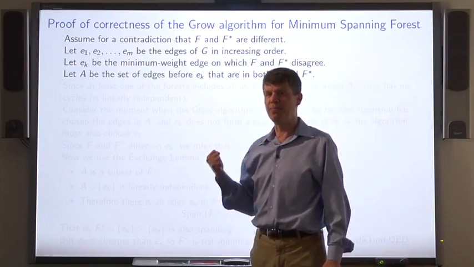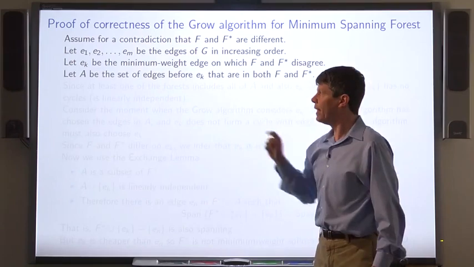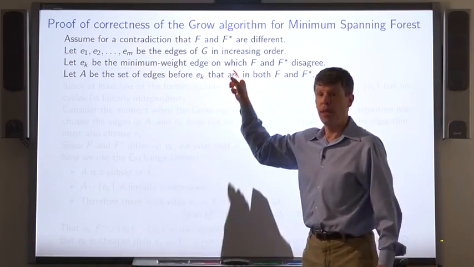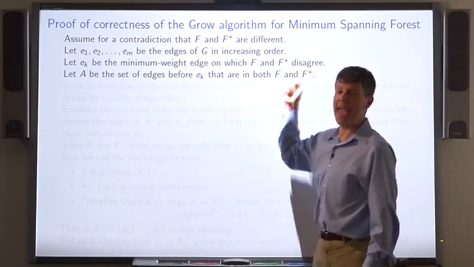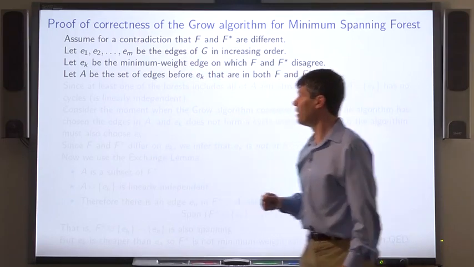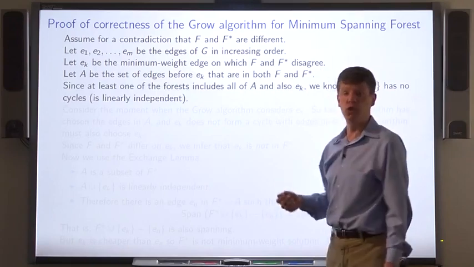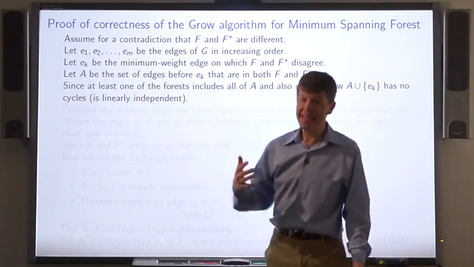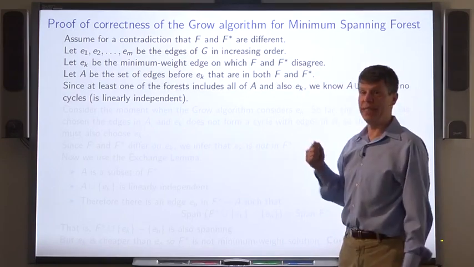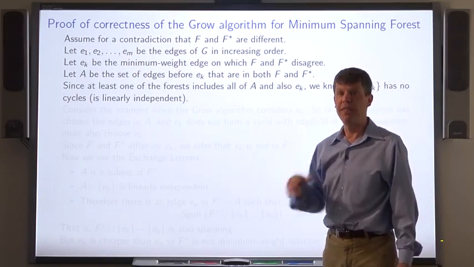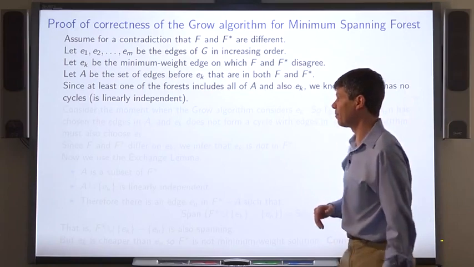Now we have to set ourselves up to apply the exchange lemma. Let A be the set of edges that occur before EK in this order that are in both F and F star. Since at least one of the forests includes all of A and EK, it must be that A together with EK has no cycles. It's a linearly independent set.